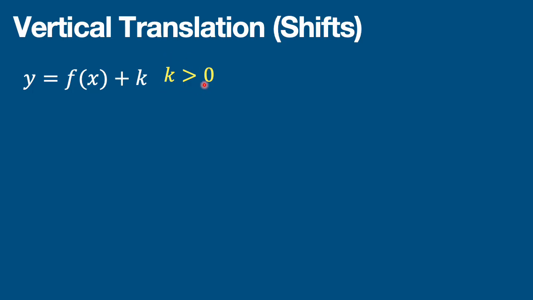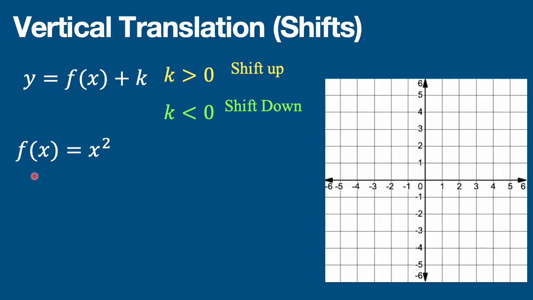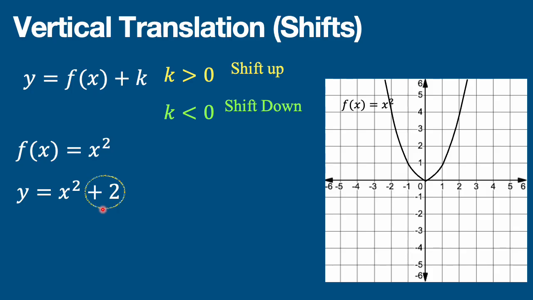If k is positive, you're going to move the function up. If k is negative, you move the function down. So k positive, shift up. K negative, shift down. You have to remember that. Let's have the first example. y = x squared. That's the quadratic function. I sketched the quadratic function right there. The first example is y = x squared plus 2. K value is positive. You're going to move up. How much? 2 units.